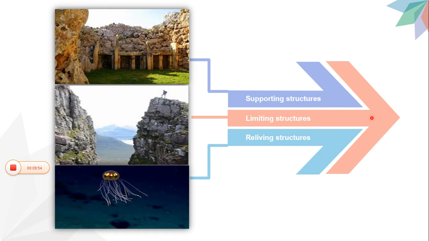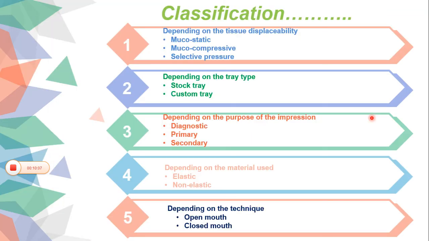So these supporting, limiting and relieving structures need to be addressed and noted properly for implementing the particular concept of the impression technique. Now coming to the main categorization of the theories of impression making, they are classified according to tissue displaceability: mucostatic impression technique and mucocompressive selective pressure impression techniques.